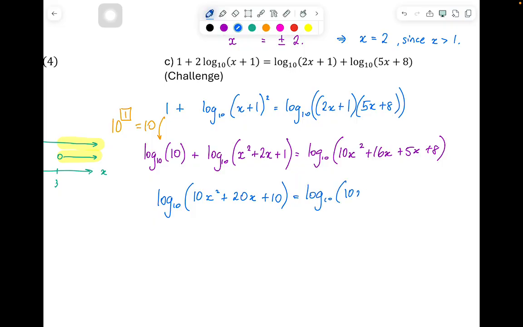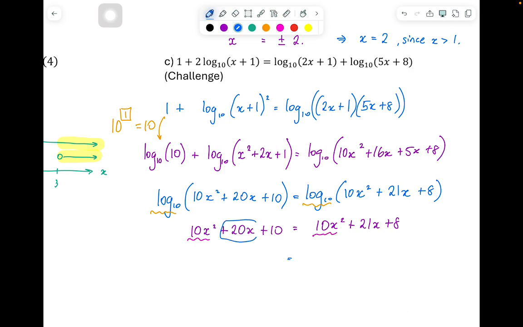On the right hand side, it stays the same. We're just cleaning up these two like terms. Now, because we only have log base 10 on either side, we can essentially cancel them out. We're left with the inside of each bracket. And with 10x squared on either side, they will cancel.